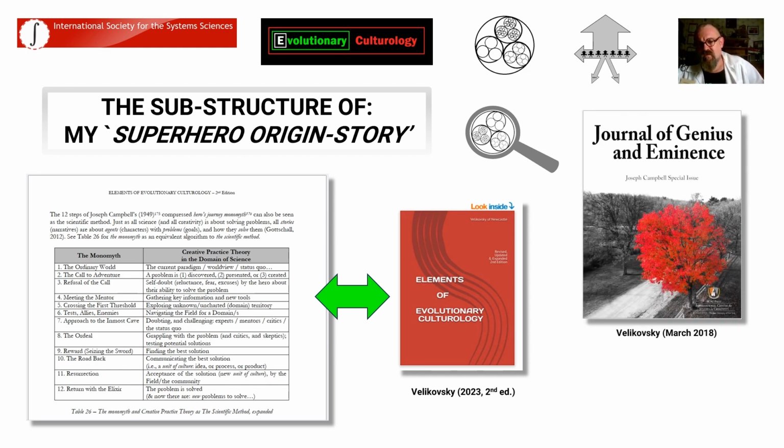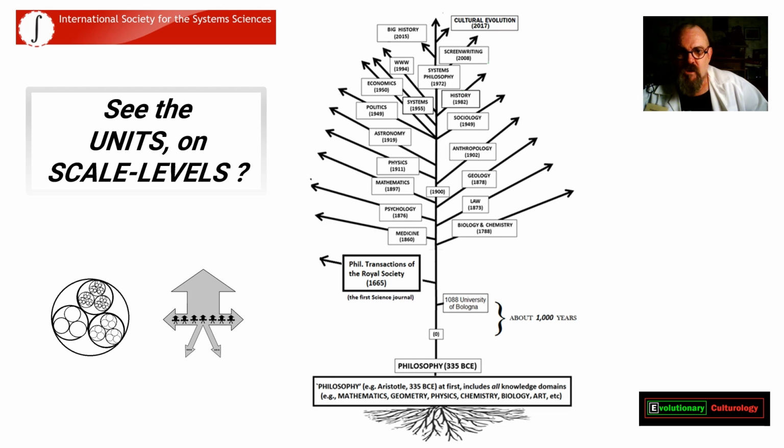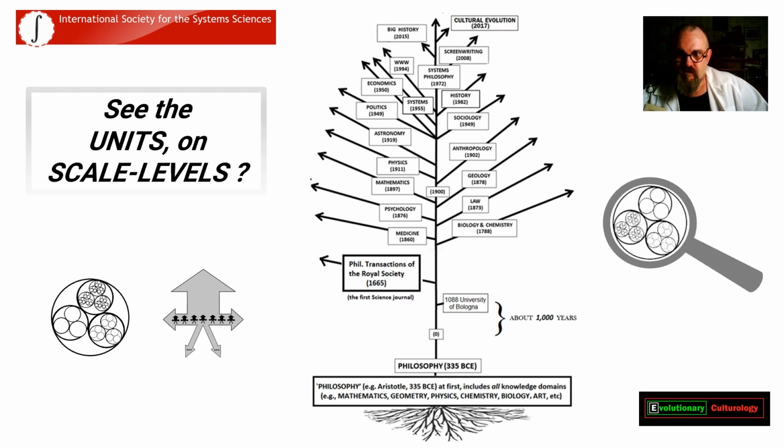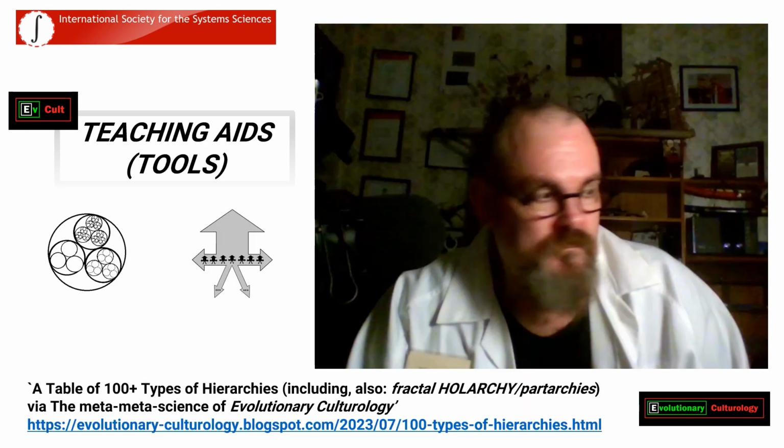There's also, I've got a chapter, or paper, in the March 2018 edition of the Journal of Genius and Eminence. It was the Joe Campbell special issue looking at heroism science. So you might not know about that domain in culture. Google it. Olivia and the gang. Some more information in there about EvCult in that Journal of Genius and Eminence. Next. Yeah, look at all those units on all those different scale levels. How philosophy becomes science. Next.